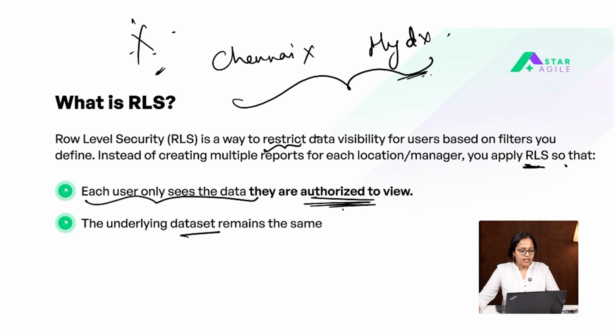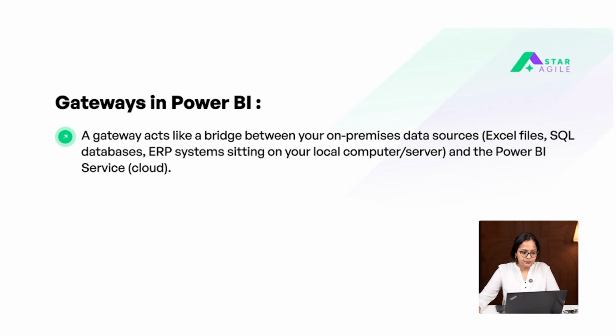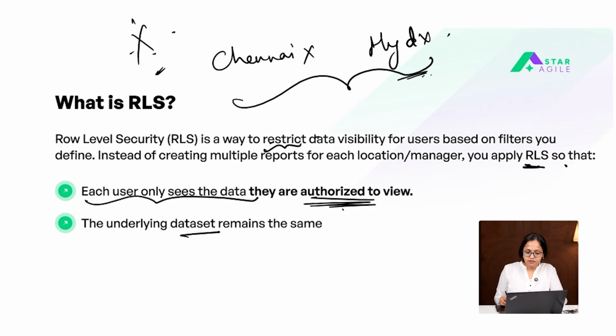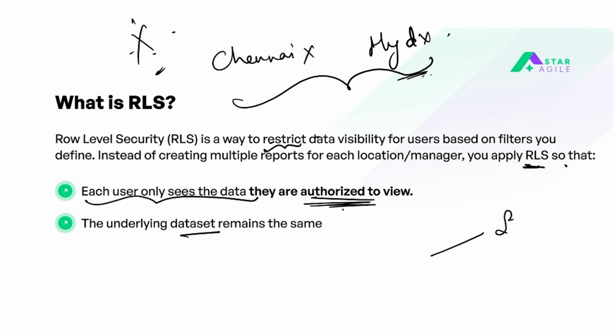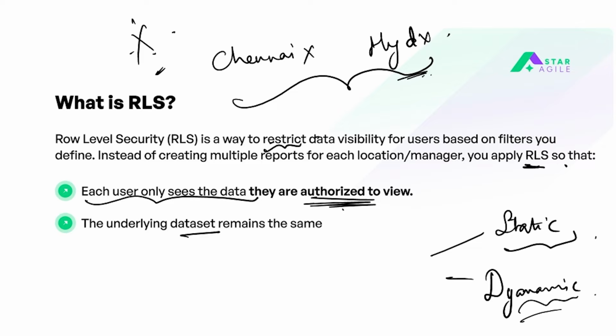So how do we do that? Very simple. There are 2 kinds of RLS. We have static and dynamic. In this particular module, we are going to cover the static part of it. The dynamic part is more used in real time. However, if you want a specific video pertaining to just that, please drop in the comment section and we will cover it in the upcoming videos.